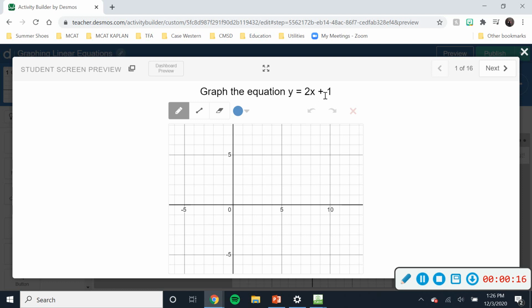So starting with the y-intercept. The y-intercept is always the number at the end here. So in this case, we have an intercept of +1. So I'm going to draw a dot at +1. Next, we need to work on the slope.